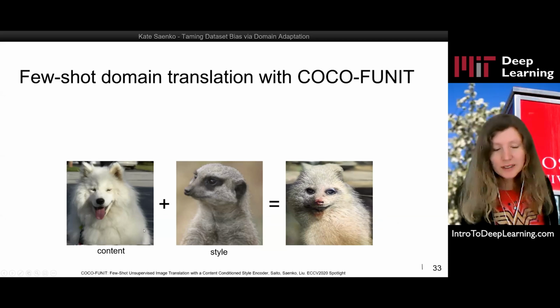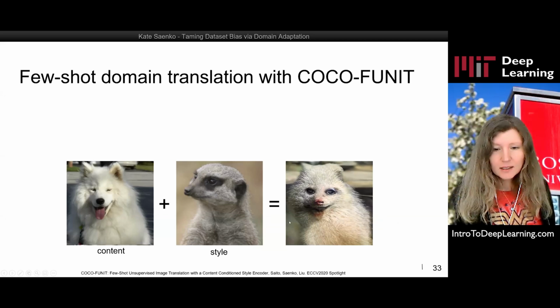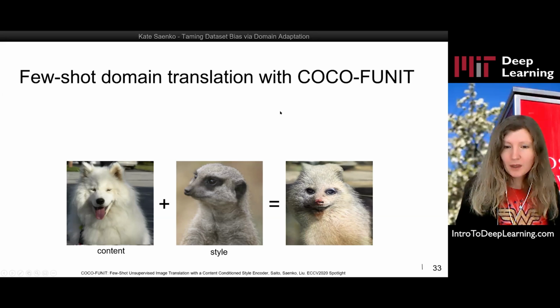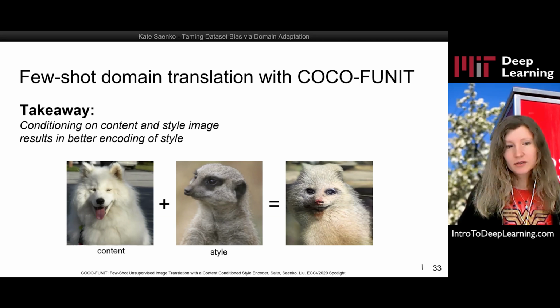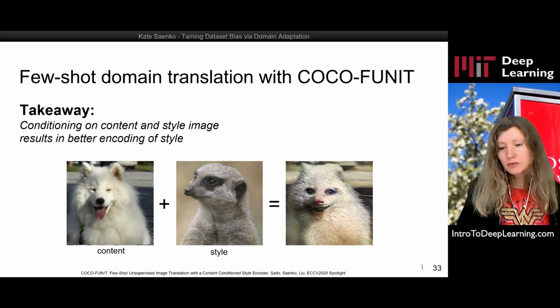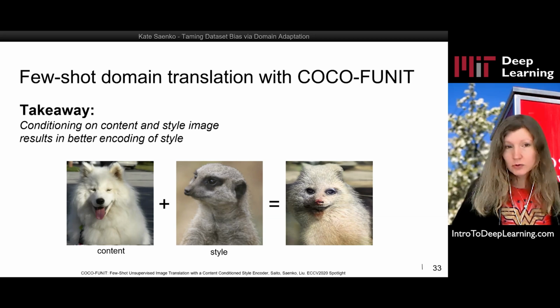And here's another final example. Here we're again taking the content image, combining it with the style, and generating the output. Not really sure what species this would be, some kind of strange new species. Okay, so the takeaway is that by conditioning on the content and style image together, we're able to improve the encoding of style and improve the domain translation in this few shot case.